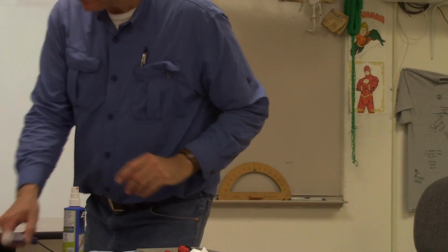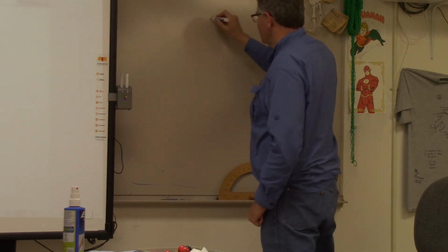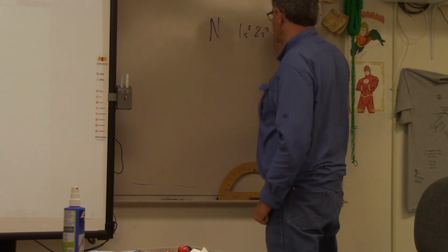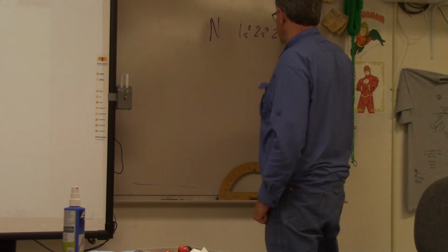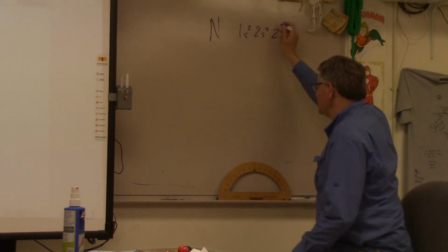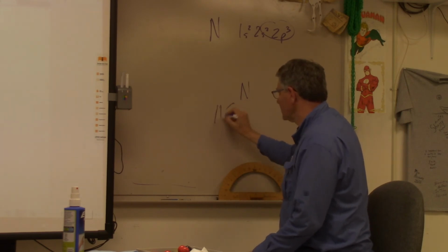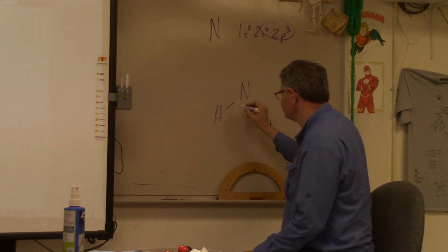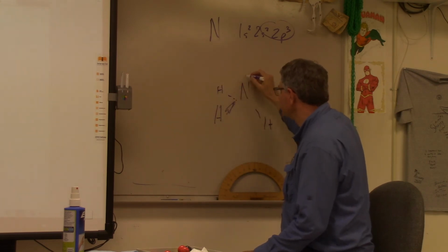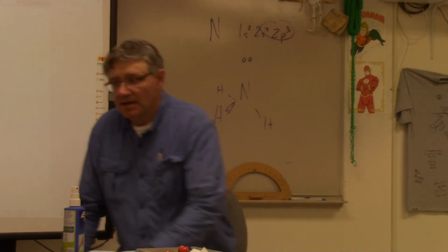Okay, so let's talk ammonia. So nitrogen, 1s2, 2s2, 2p3. So you've got a total of 5 valence electrons, and here's nitrogen, hydrogen, hydrogen, hydrogen, and then you've got this unbound pair of electrons.